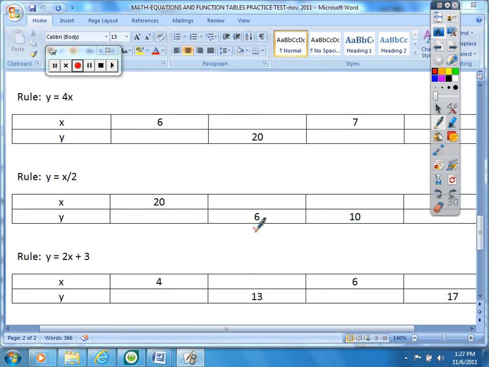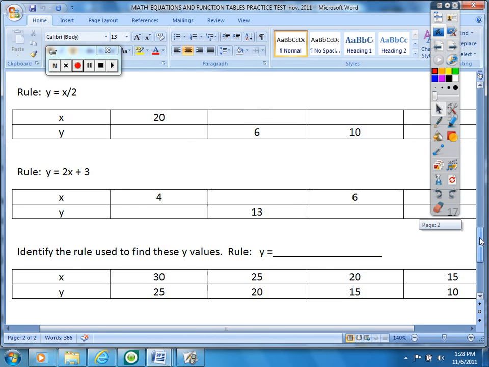Now I've got to say, if y is 6, 6 equals what divided by 2? Well, they have to think, hey, you know what? If I divide 12 by 2, I'll get 6, because 2 times 6 is 12. All right, so there's one with a rule. Now, toward the bottom, though, there's some that they have to find the rule.